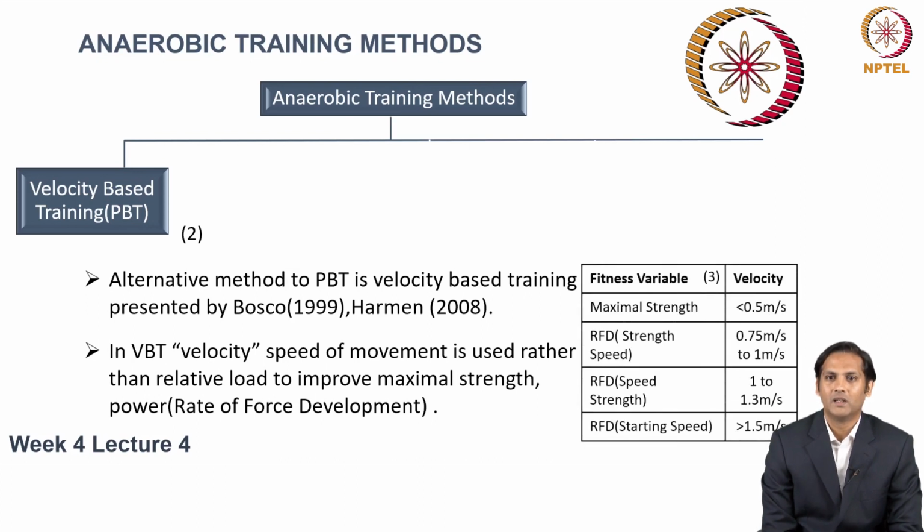Here, the velocity for a given fitness variable is predefined. For maximal strength, the velocity of movement should be less than 0.5 meter per second. For rate of force development, which emphasizes speed strength, the velocity of movement should be between 1 to 1.3 meter per second.